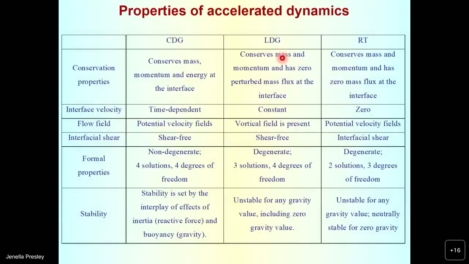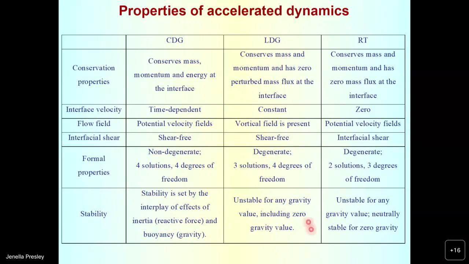So again, the properties are very different. I will just emphasize them: in conservative dynamics, we conserve mass, momentum, and energy. We have interface velocity being a time-dependent value in the unstable regime, and in the stable regime as well. We have flow fields which are potential in the bulk. We also have the shear-free velocity field. We have non-degenerate dynamics, and stability is set by the interplay of the inertia, which is reactive force, and the buoyancy, which is actually gravity or acceleration.